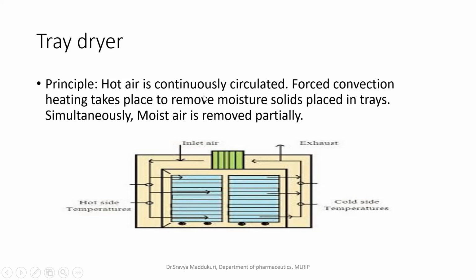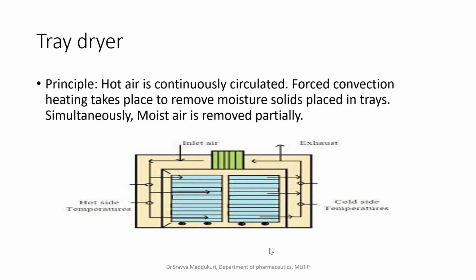So hot air is continuously circulated, and air from outside is taken. There are heaters inside the walls of the tray dryer, which heat up the air, and there are knobs outside to adjust the temperature. The hot air will continuously pass over the solids.